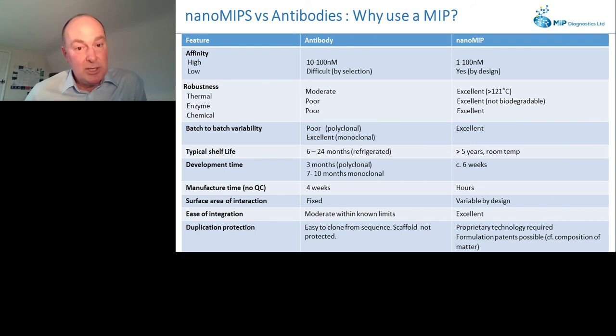Batch-to-batch variability, as I showed in the previous slide, is excellent and better than you would necessarily expect, even from a monoclonal, certainly better than different polyclonal productions from different animals. Shelf life, we don't know, but it's probably in excess of 6 years or so. Time to develop, instead of months, we're down to around 6 weeks. And the manufacturing time is about 4 hours as opposed to maybe 4 weeks for a batch of antibodies.